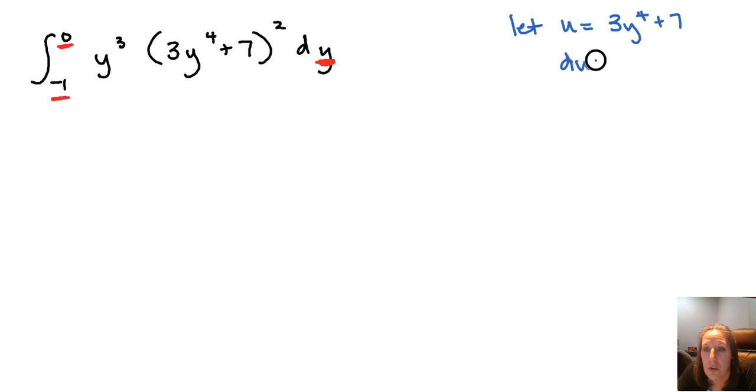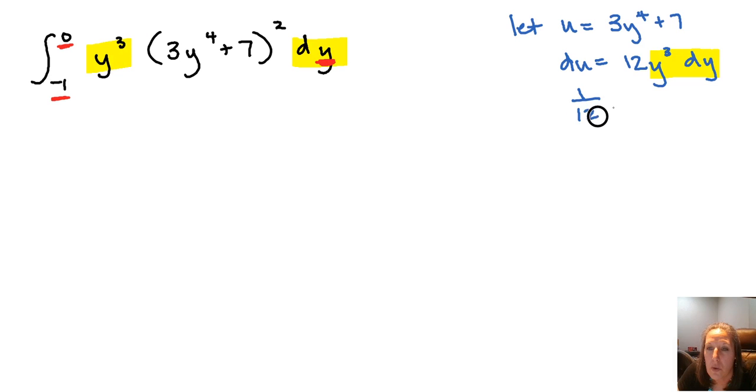All right, so the derivative of u is 12y cubed. The derivative of 7 is 0, so we just get 12y cubed dy. We do see that we've got the y cubed and our dy, so we'll go ahead and leave that together and just move that 12 over. So we get 1/12 times du equals that y cubed times dy. All right, so we've taken care of that.